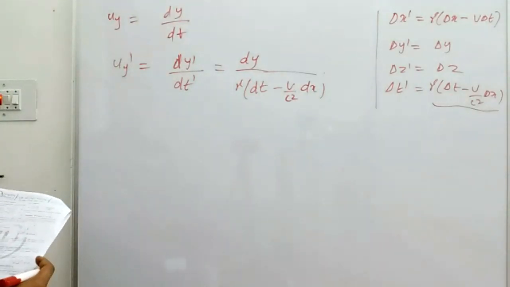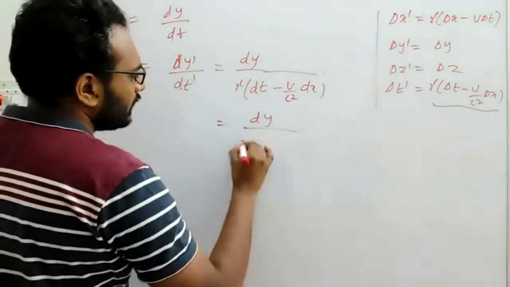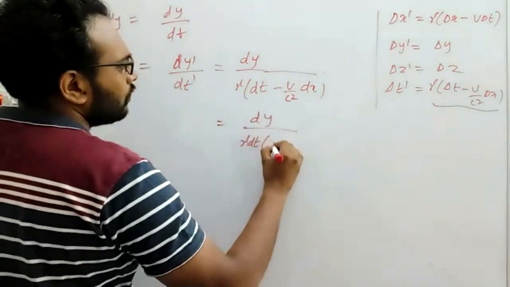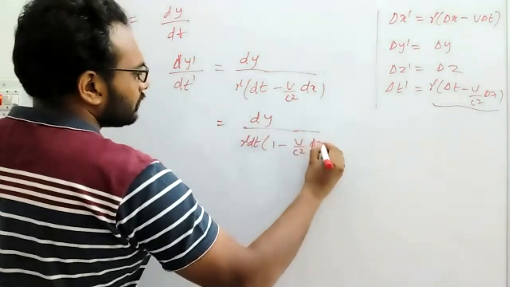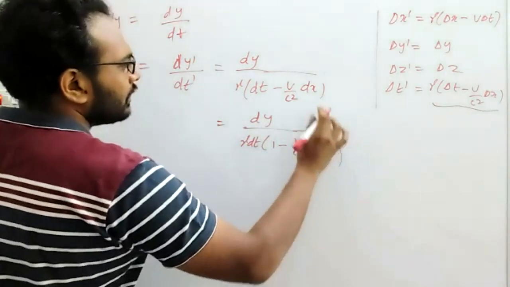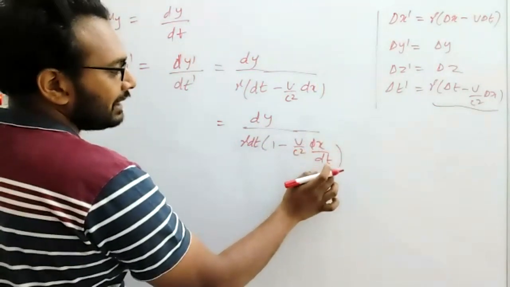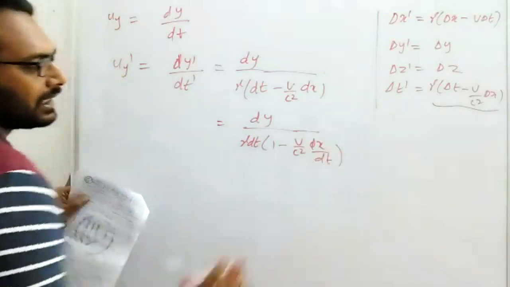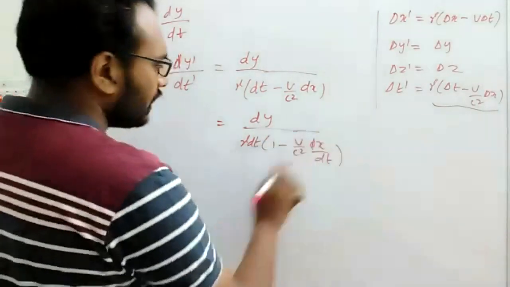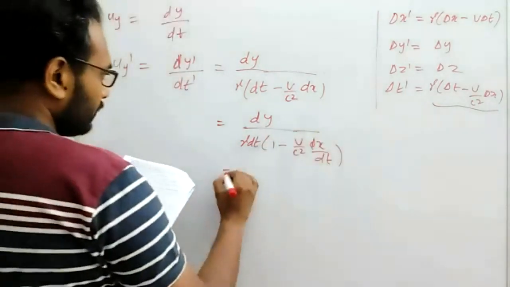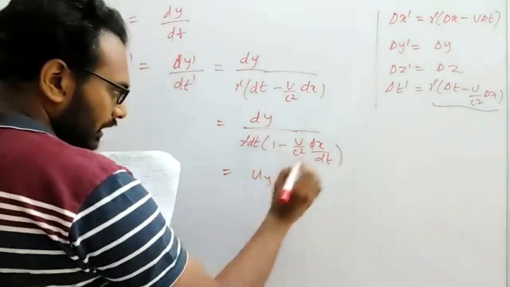All right. So you can take this dt outside. So this becomes dy by gamma dt into 1 minus v by c square dx by dt. You remember this is dx by dt, because we are assuming that the frame is moving along the x direction. So you shouldn't confuse between this. So this becomes dy by dt.